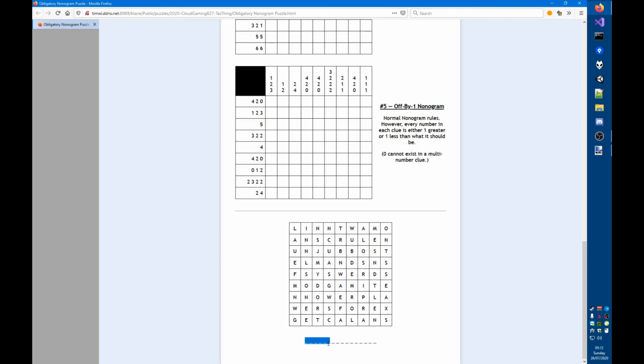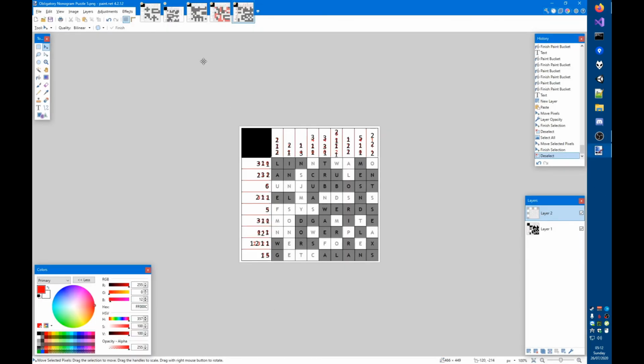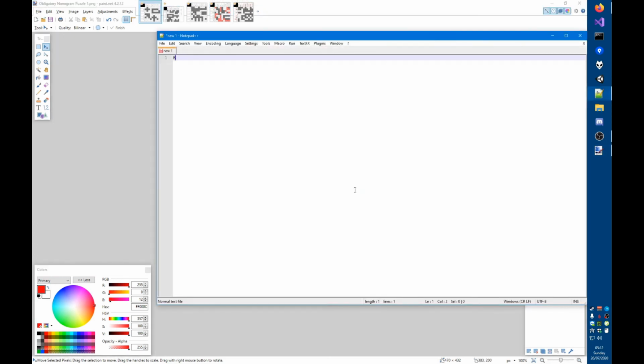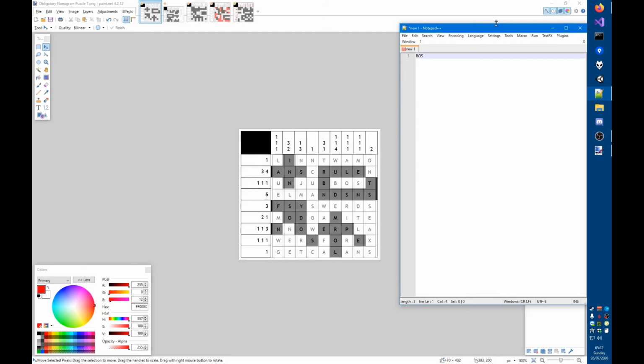wait a second, there are 5 letters here, and then 2, 4, 6, 8, 10, 5, and then 10. Okay, so that's 15. So if I extract 3 letters from each nonogram, I get 15 letters. I don't know how to get 3 letters from this. I suppose BOS, right? Let's try that. We have BOS in a box.